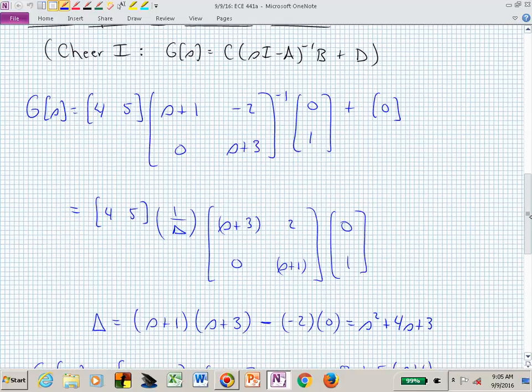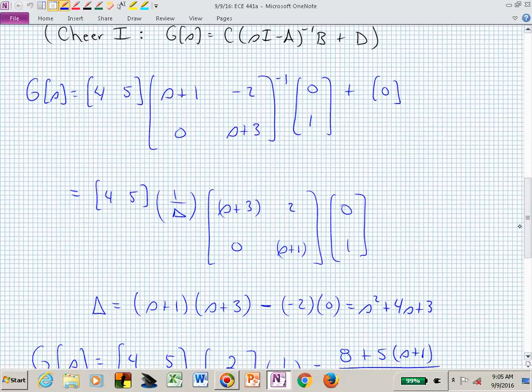The first line is simply introducing the necessary matrices. The next line is forming the inverse, and for a 2 by 2, there's an easy way to approach it. You just interchange the diagonal entries, change the sign of the off diagonals, and divide by the determinant, which I'm labeling as this delta. And that's just a scalar polynomial, the determinant in this case.